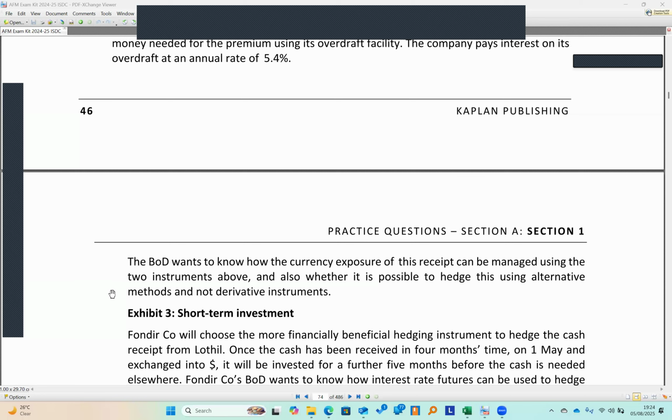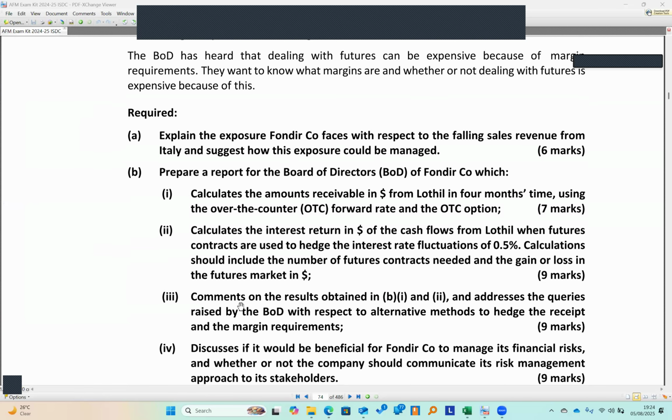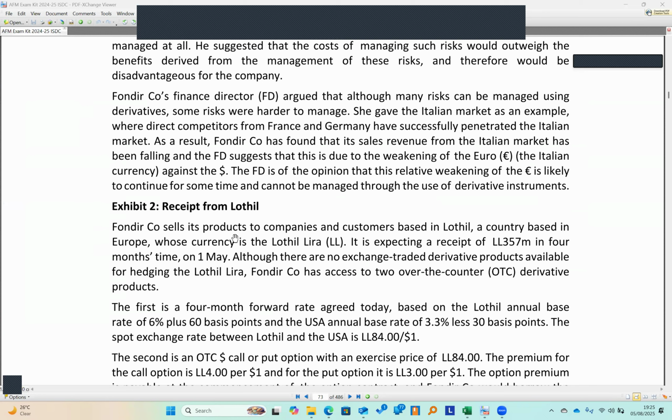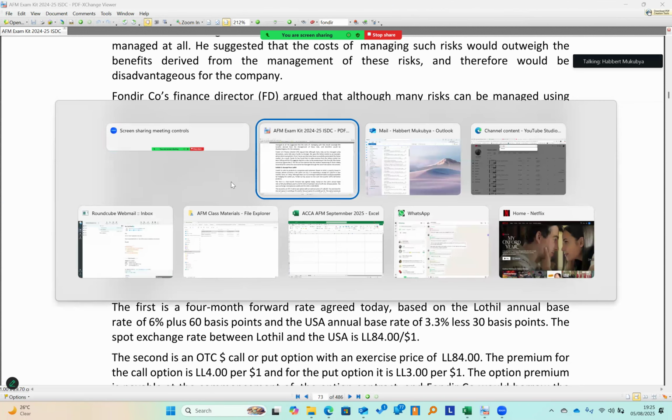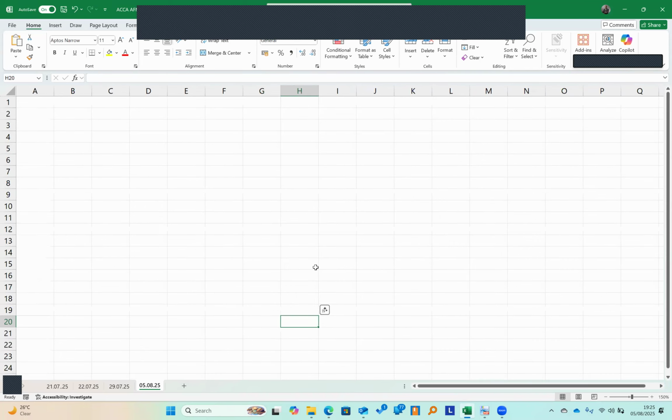As we saw, the first part of this question is trying to explain the exposure Fondir faces with respect to the falling sales revenue from Italy, and suggest how this exposure could be managed. Now, sales revenue from Italy is falling, and they told us the reason why that's the case. It's because of the weakening euro against the dollar. So perhaps one thing you should first understand is that we are in the US.